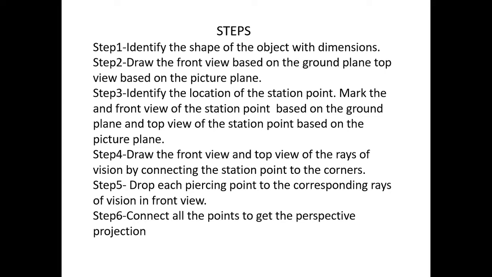Then step 4, draw the front view and top view of the rays of vision. After drawing the front view and top view of the station point, you can draw the front view and top view of the rays of vision. Just connect the front view of the station point to the front view of the object, and the top view of the object to the top view of the station point. You can get the front view and top view of the rays of vision. Then after that you will get the piercing point. Then you just drop the piercing point to the corresponding front view of the rays of vision. You will get the object.